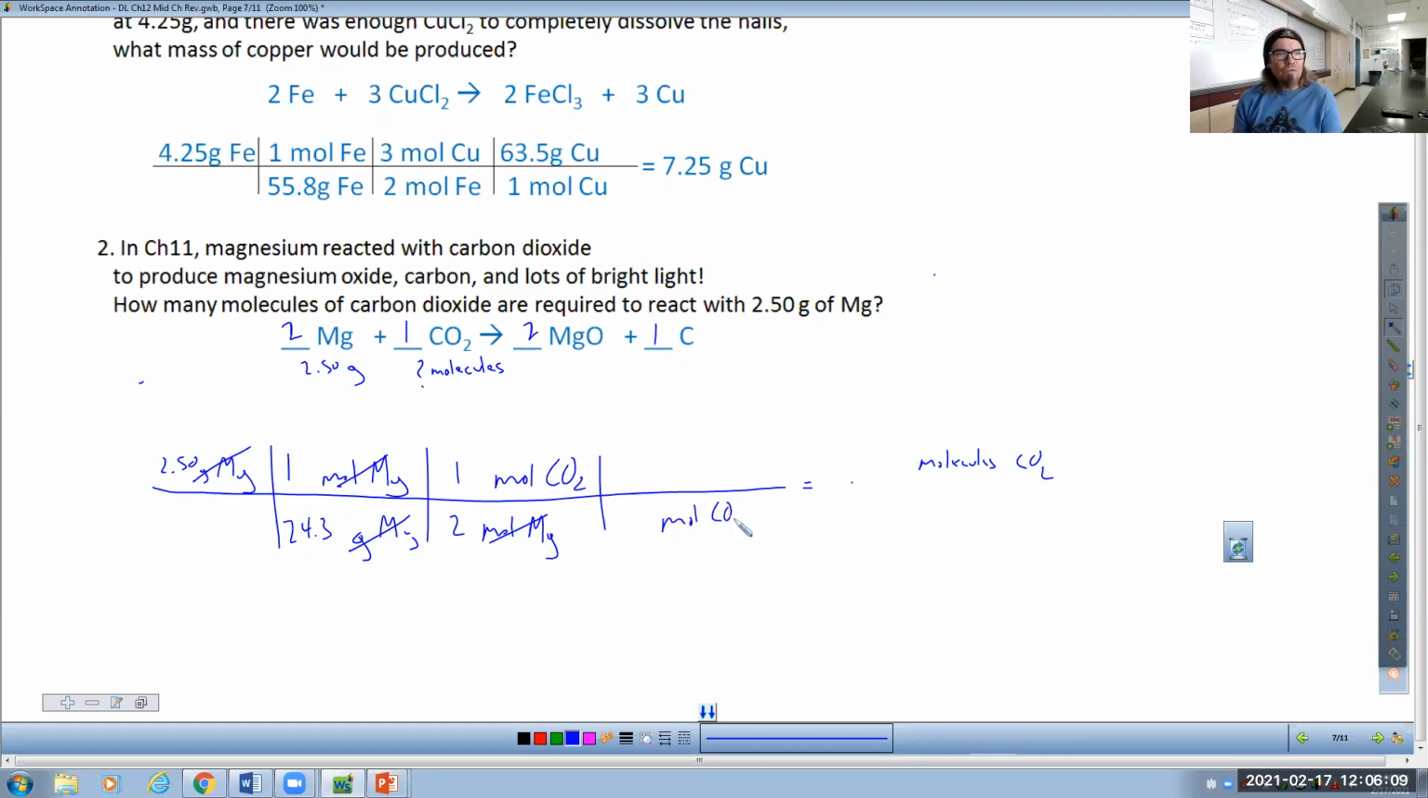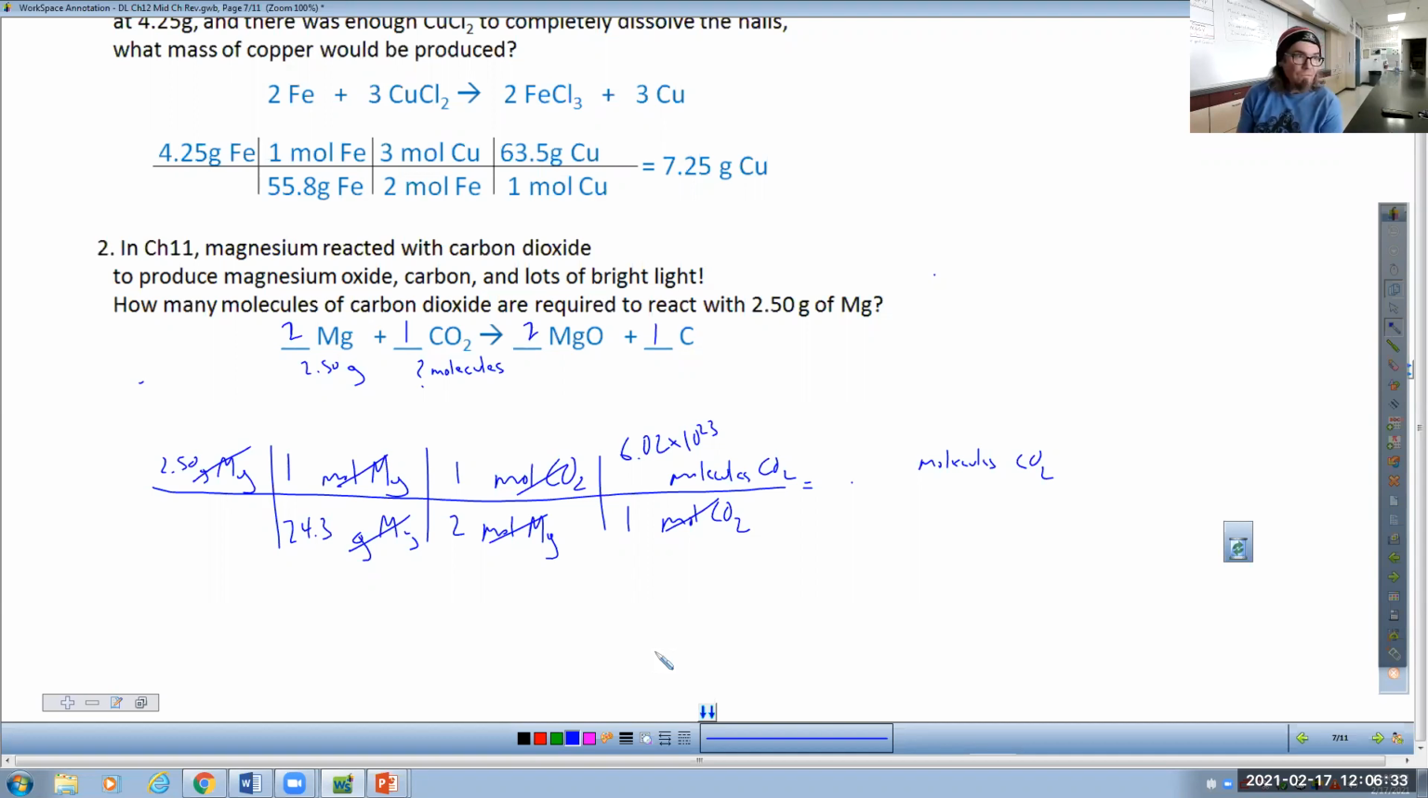Get out of moles of CO2, get into molecules of CO2. That's our other constant that we have from chapter 10, 6.02 times 10 to the 23rd. And we have the units that we want, so now it's just a calculator problem. Okay, so I'm still going to plug this in with my calculator because we're also practicing significant digits, right?